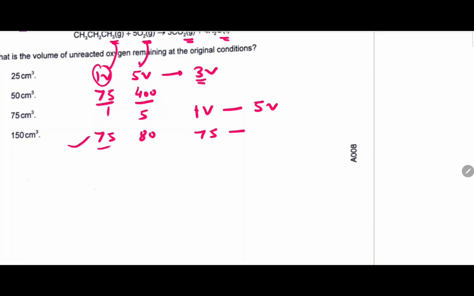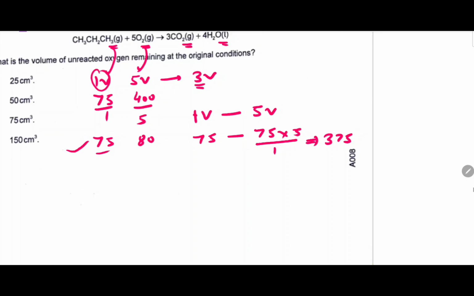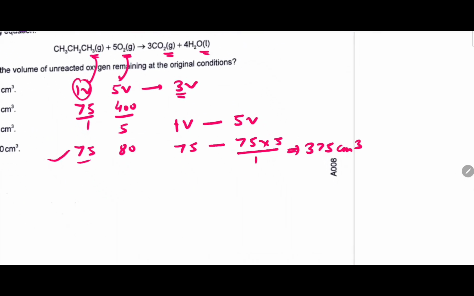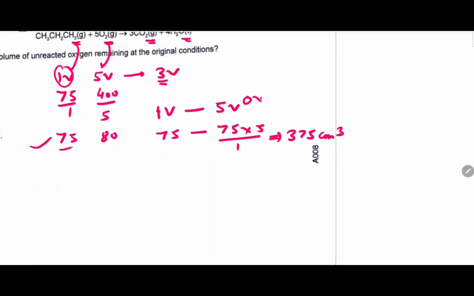75 will react with how much? 75 will react with 75 into 5 divided by 1, that comes out to be 375 centimeter cube, which is the amount of oxygen required for the reaction.